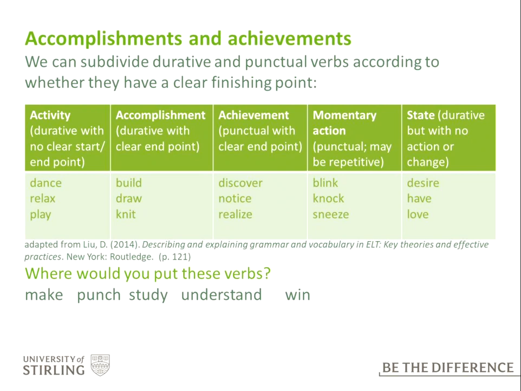Now, we can subdivide durative and punctual verbs according to whether they have a clear finishing point. So activity verbs are durative with no clear start or end point. So dance, relax, play are examples. Accomplishment verbs have a clear end point, but they're also durative. So you build a house, you draw a picture. Achievement verbs are punctual but have a clear endpoint. Discover a book. Notice something.